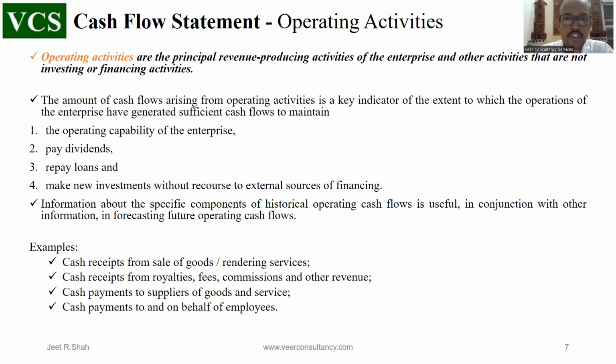Information about specific components of historical operating cash flow is useful in conjunction with other information in forecasting future operating cash flows. What are the examples over here? Cash receipts from sale of goods, cash receipts from royalties, fees, commissions, and other revenues. Actually, जो धंधा करके हम कमा रहे हैं वो, and the amount that you pay for suppliers of goods and services, cash payment on behalf of employees. So it is basically all the inflows from business and all the outflows from business for business.